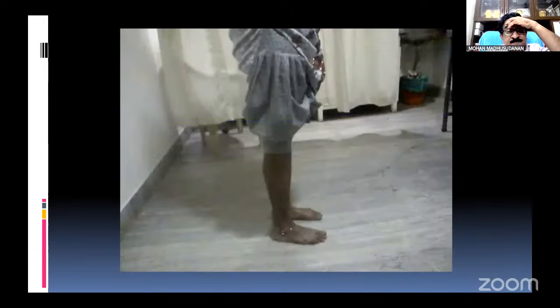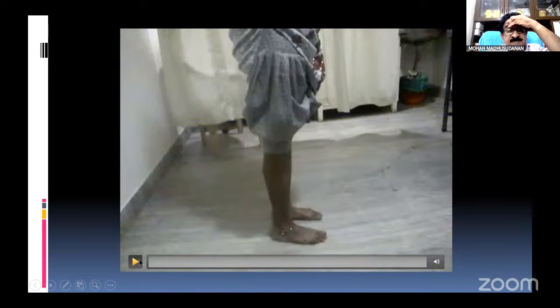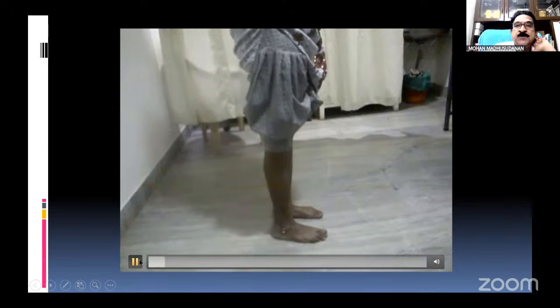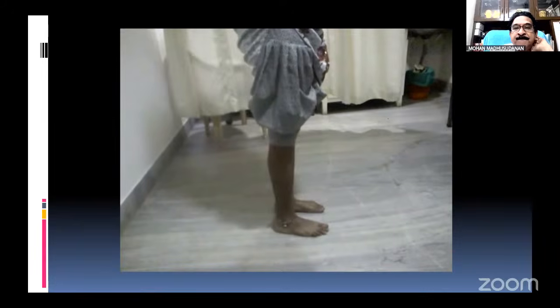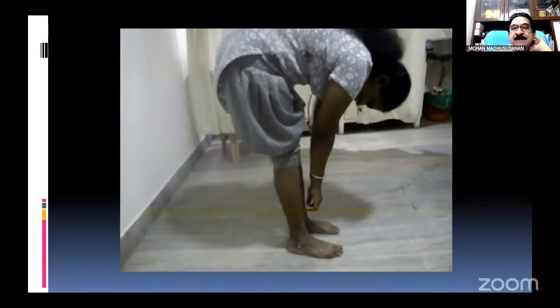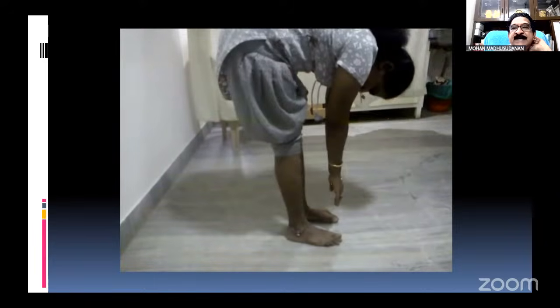This lady came with the complaint of jerky movements of the feet while bending. No problem otherwise. See what has happened to the legs on bending? It goes into jerky movements of the lower limbs. When she gets up, this will not occur. Her complaint was when she walks, it goes into tremulous movement. This is again orthostatic myoclonus while bending.